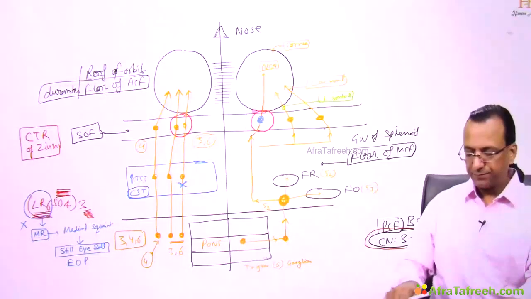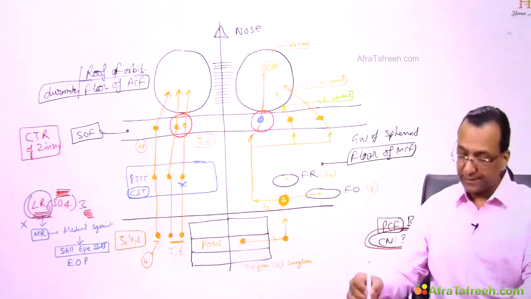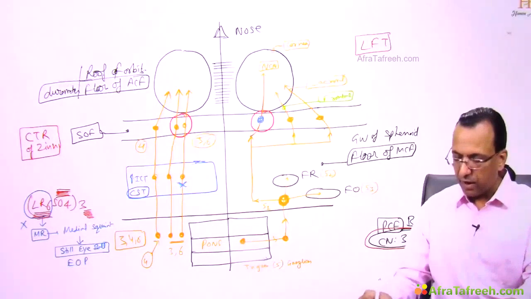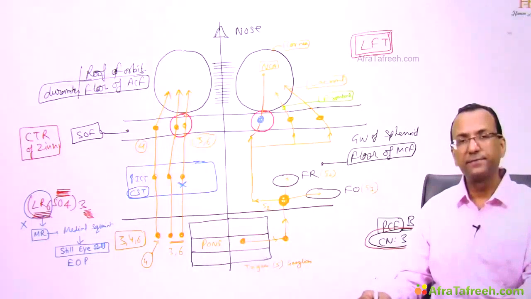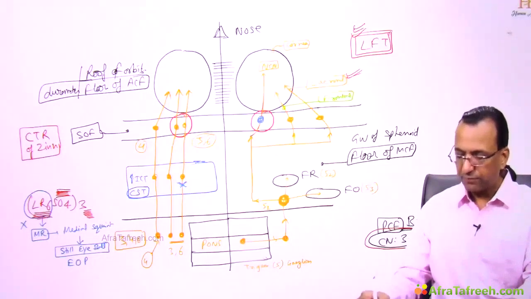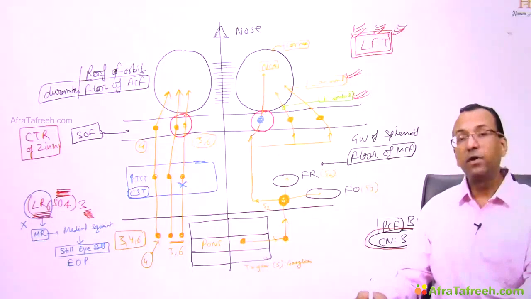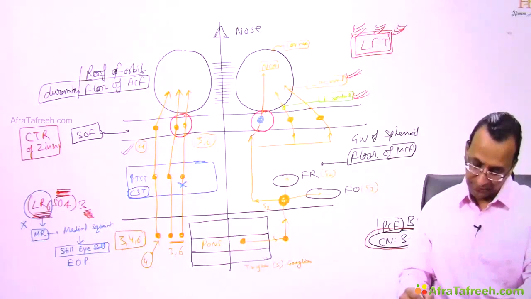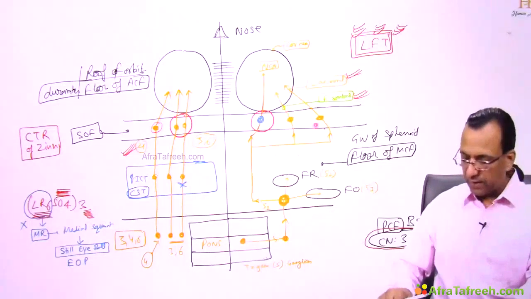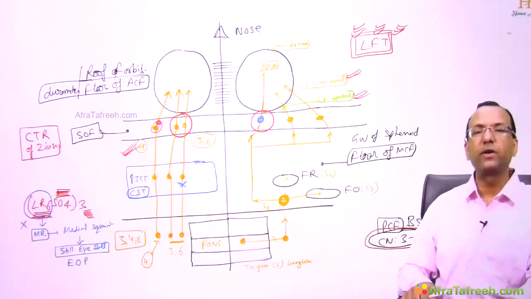So you're telling a mnemonic now. Your mnemonic is: LFT nerves are left outside the ring of Zinn. L for lacrimal, F for frontal, and T for trochlear. So you are telling L for lacrimal, F for frontal, and T for trochlear. LFT nerves are left outside the ring of Zinn.